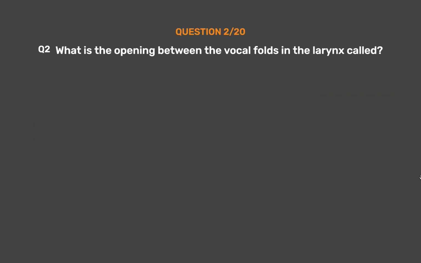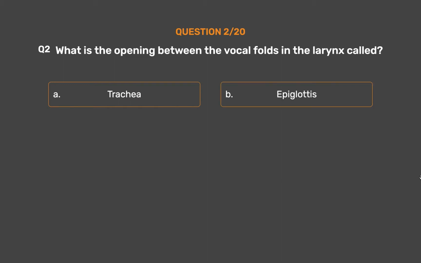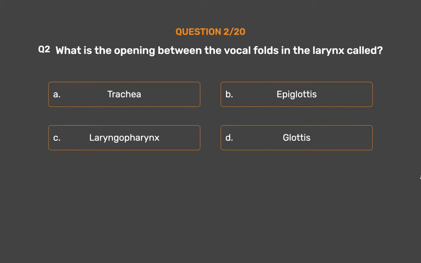Question number 2. What is the opening between the vocal folds in the larynx called? Option A. Trachea. Option B. Epiglottis. Option C. Laryngopharynx. Option D. Glottis.